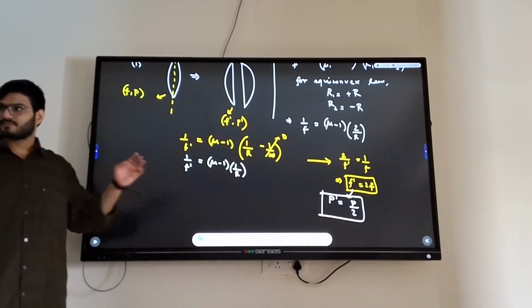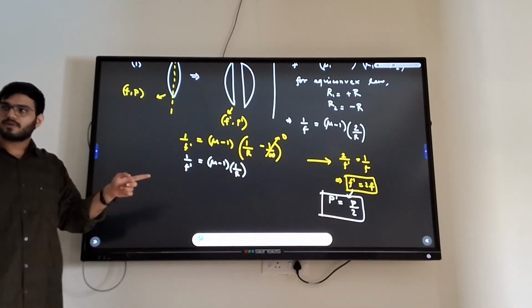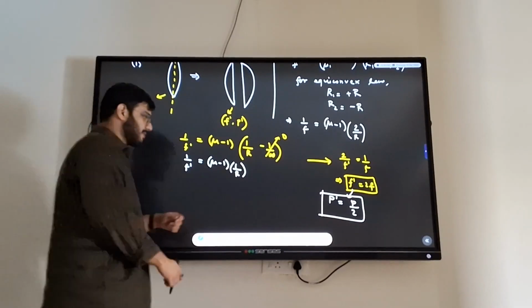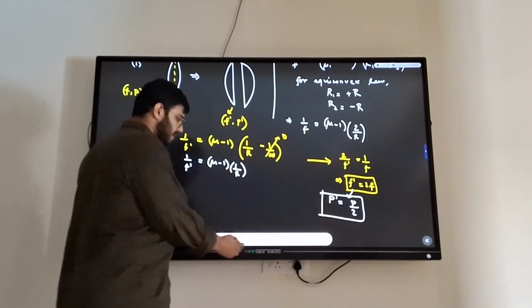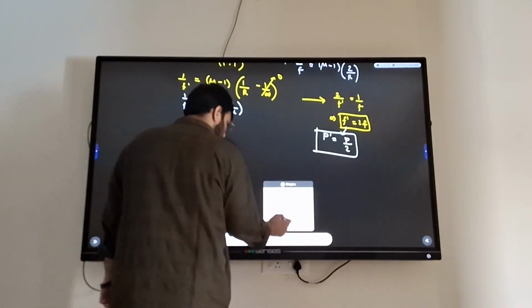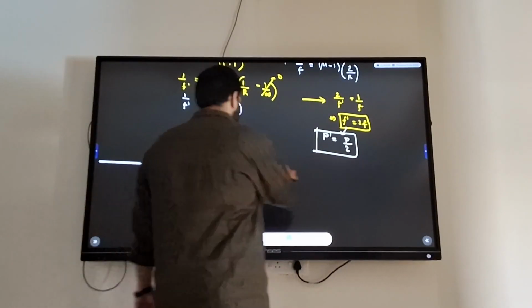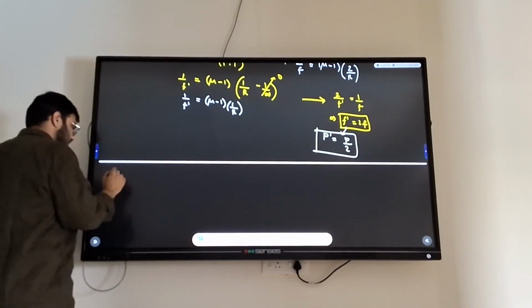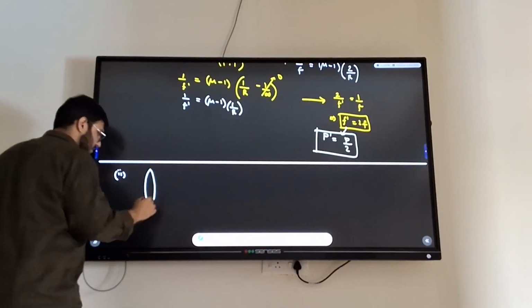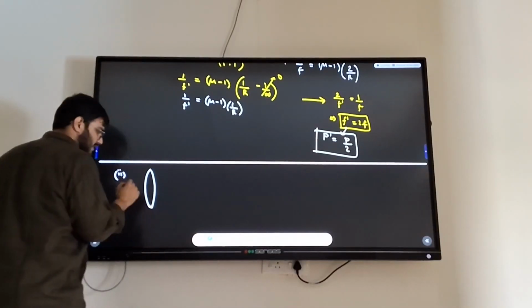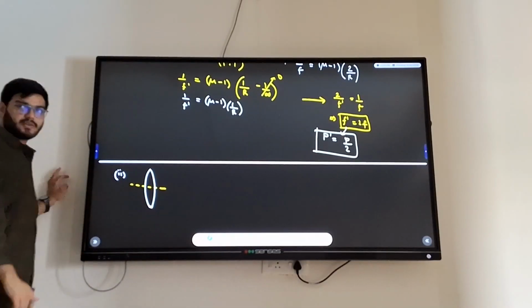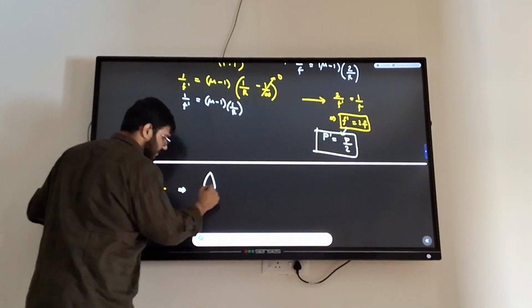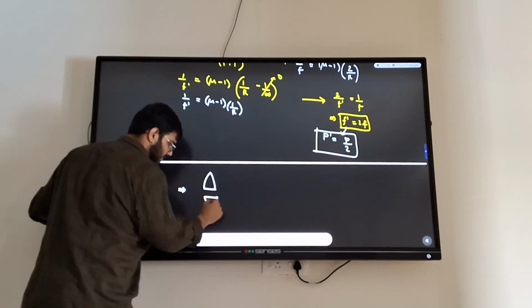Is it all okay? Now let's try to cut a lens but in the other way. Let's do it like this. Then what happens? If I have something like this, and now let's try to cut it like this, then what will happen? Then you will have one lens like this, one lens like this.